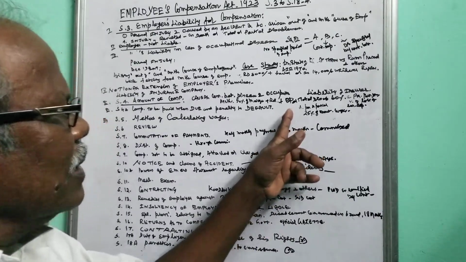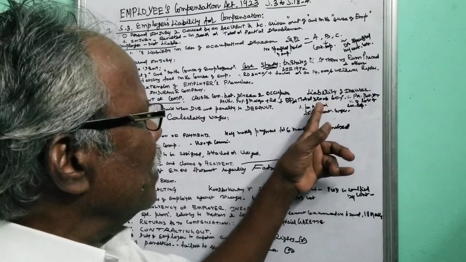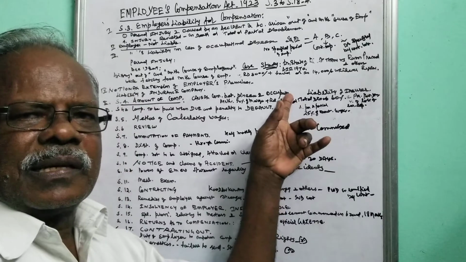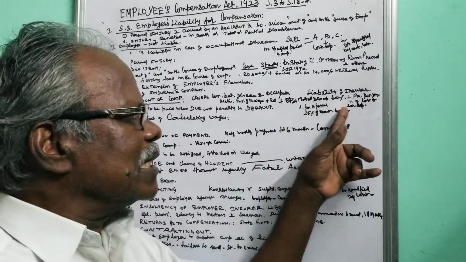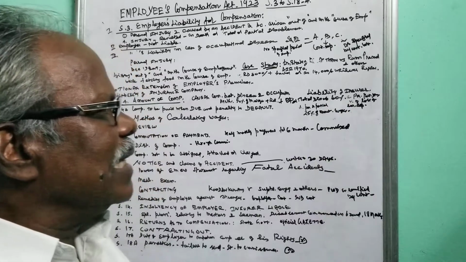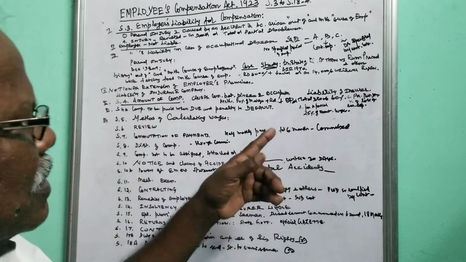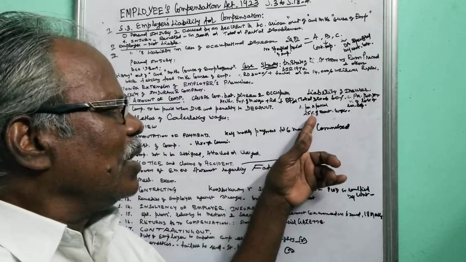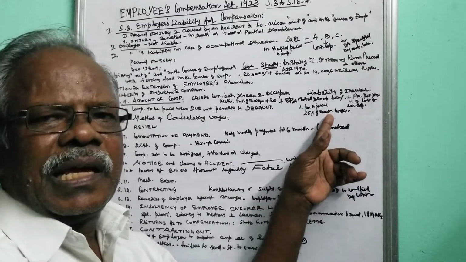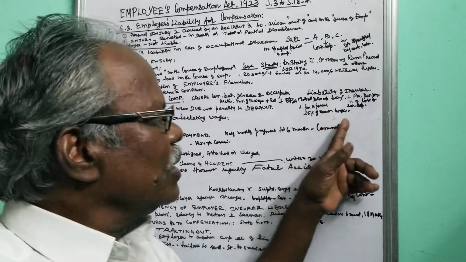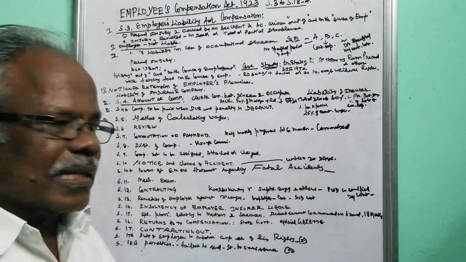Then 60%: suppose total disablement happens due to injury, then 60% of monthly salary is calculated. Then suppose partial disablement, 20% of the monthly wages can be calculated. So these are all for calculation purpose, amount of compensation.